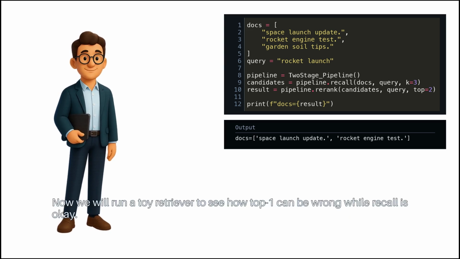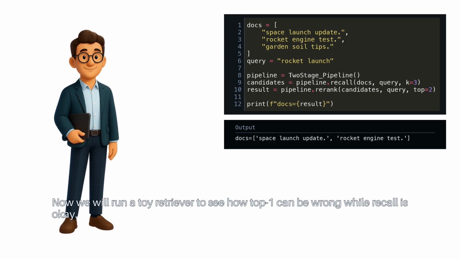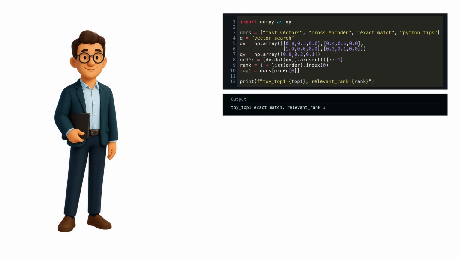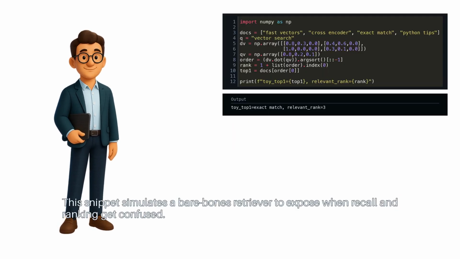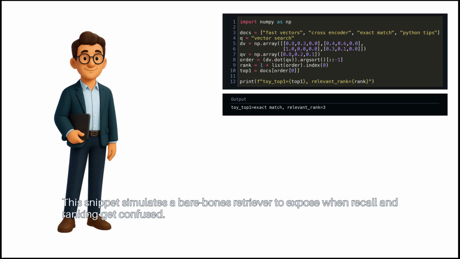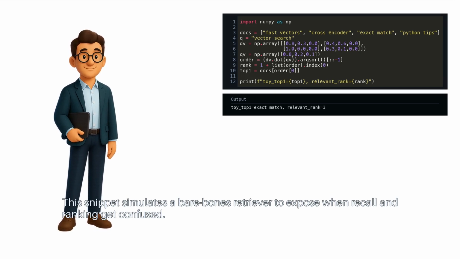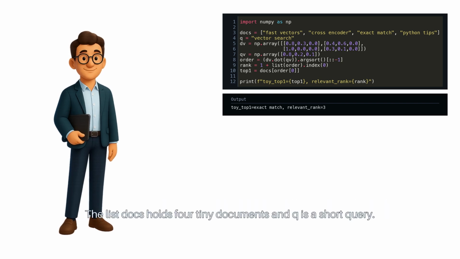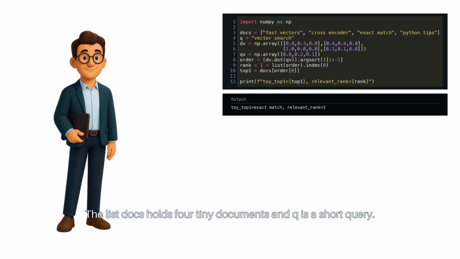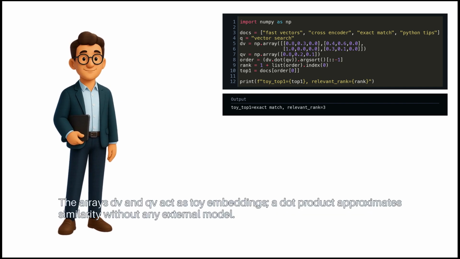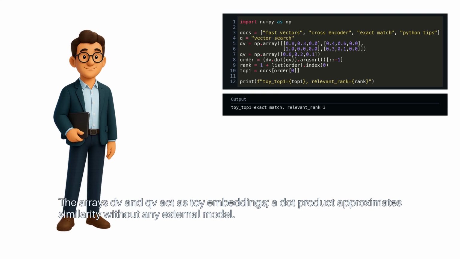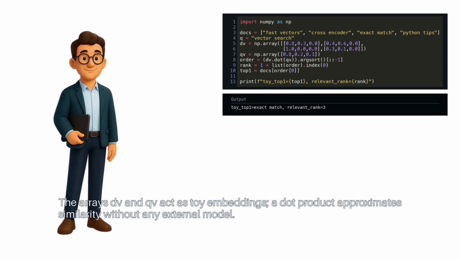Now we will run a toy retriever to see how top 1 can be wrong, while recall is okay. This snippet simulates a bare-bones retriever to expose when recall and ranking get confused. The list docs holds 4 tiny documents, and Q is a short query. The arrays DV and QV act as toy embeddings. A dot product approximates similarity without any external model.